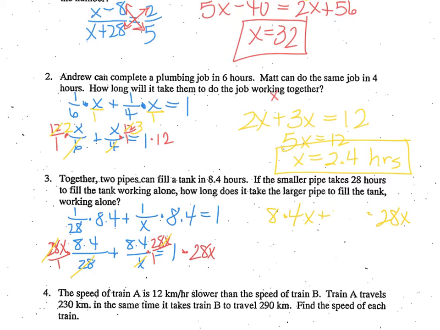Okay, that's 235.2. And when you subtract the x over, we're solving for x, we get 235.2 equals 19.6x, and divide, and we get 12. X is 12. That's how much, 12 hours, it takes the larger pipe to do the job alone. That's what the question was.